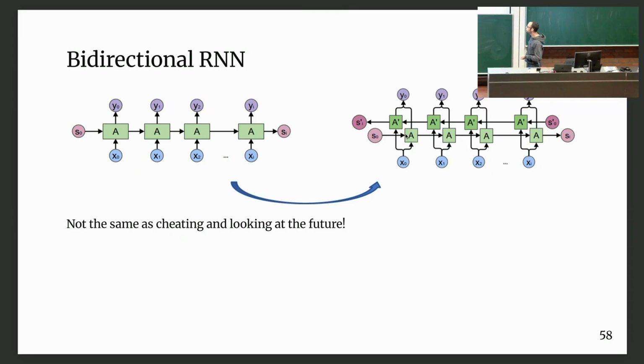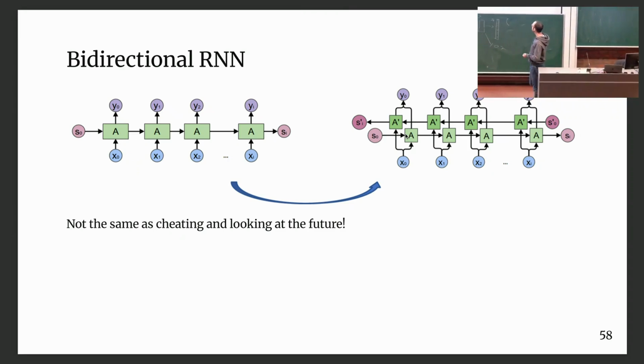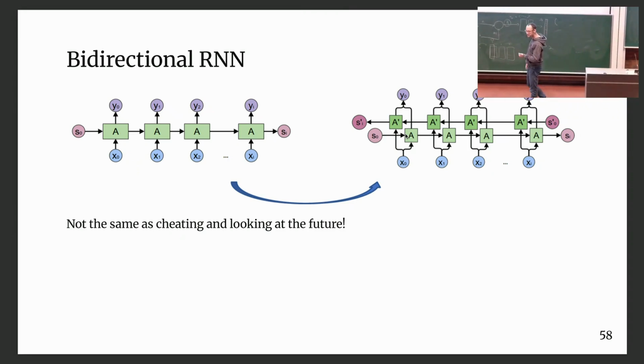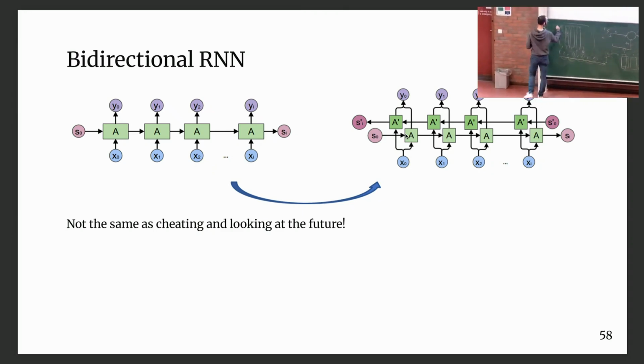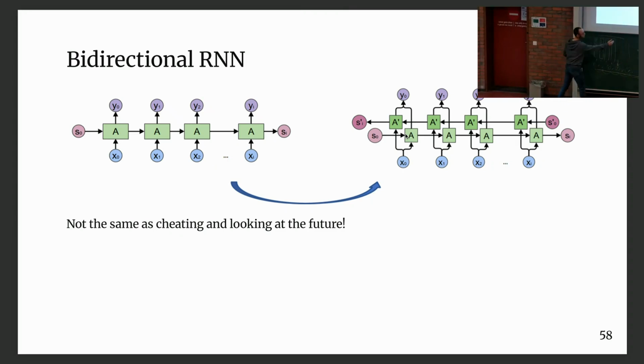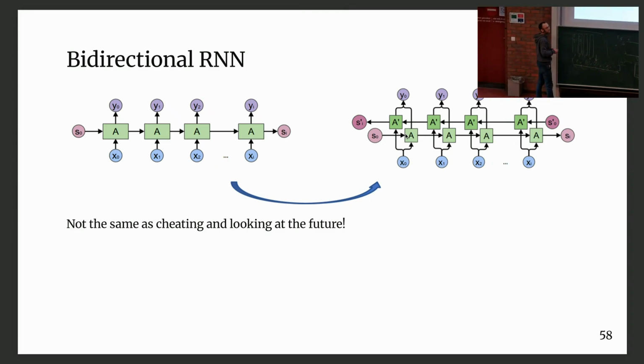Also very common is to go for a bidirectional approach where you basically have two versions of your RNN network. One where you go over the input sequence from left to right, and one where you go from right to left. This is not the same as cheating and looking at the future. In the first case, I give you word number 1, word number 2, word number 3, word number 4. Predict me word number 5 now. For the other RNN, I'm giving word number 4 first, then 3, then 2, then 1, and then I'm asking, predict me word number 5.